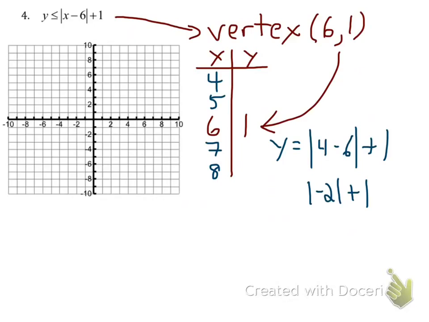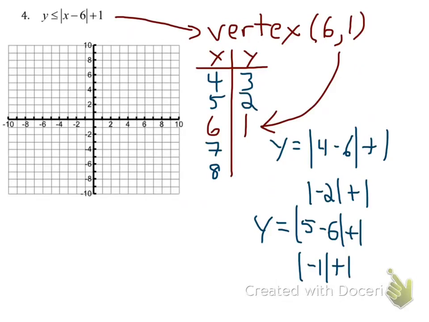If x is 4, the absolute value of negative 2 would be 2, plus 1. That means y would be 3. If x is 5, we would have the absolute value of negative 1 plus 1, which means y would be 2. Again, the axis of symmetry passes through 6 and 1, so the last two y values would be repeated. 7 should have a y value of 2, and 8 should have a y value of 3. We're going to go ahead and graph that.